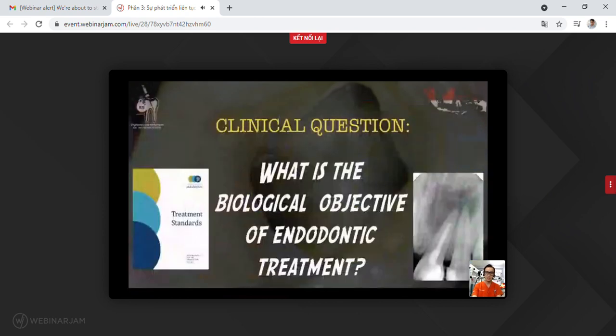And then maybe we have a clinical question in our endodontic treatment. What is the biological objective of endodontic treatment? Why do we have to do endodontic treatment in the diseased tooth, in the tooth which has an endodontic problem?